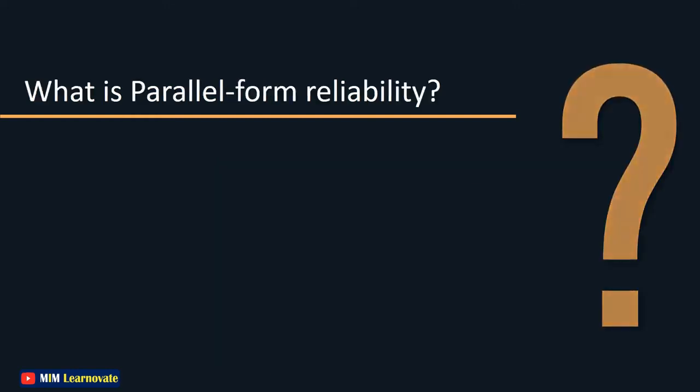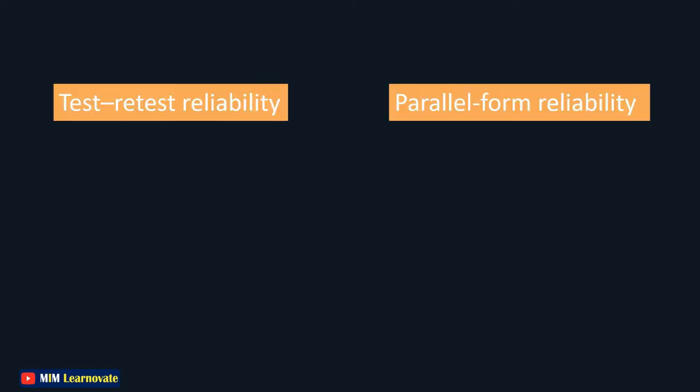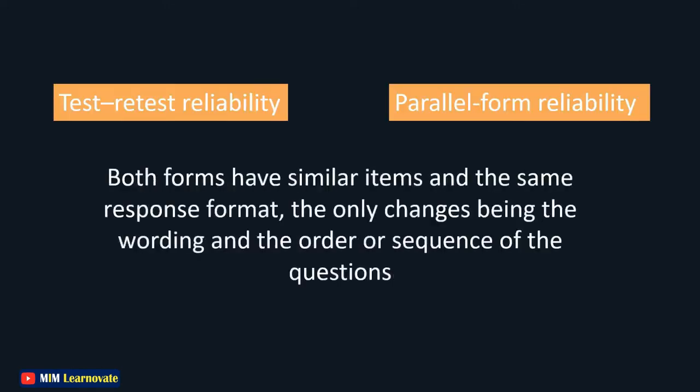What is parallel form reliability? Parallel form reliability is when responses on two comparable sets of measures tapping the same construct are highly correlated. Both forms have similar items and the same response format, the only changes being the wording and the order or sequence of the questions.